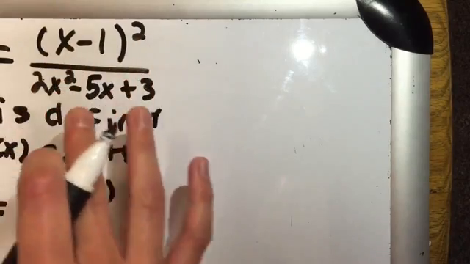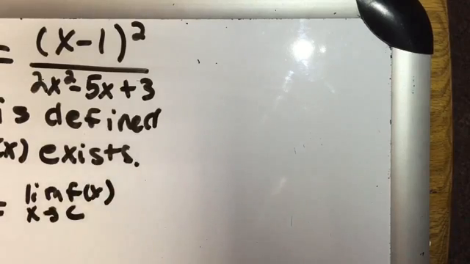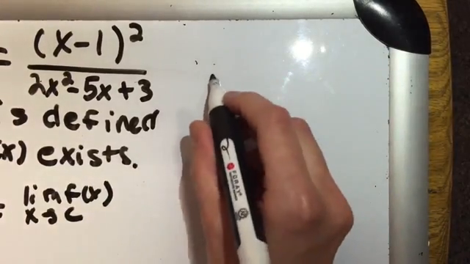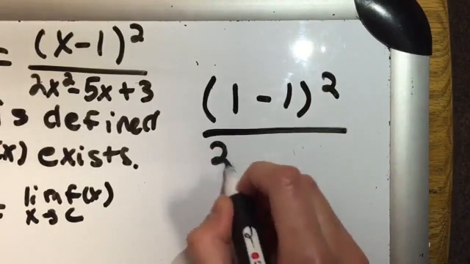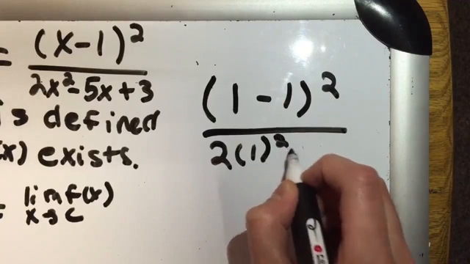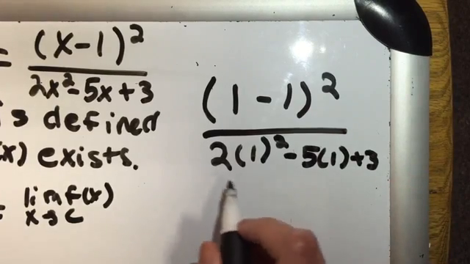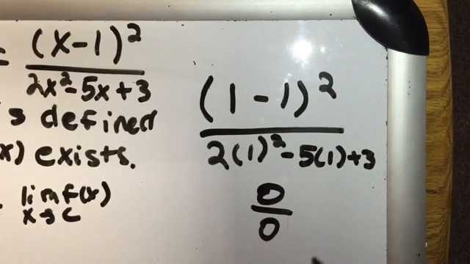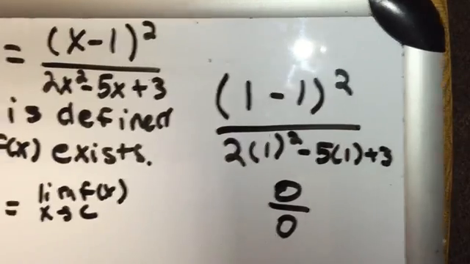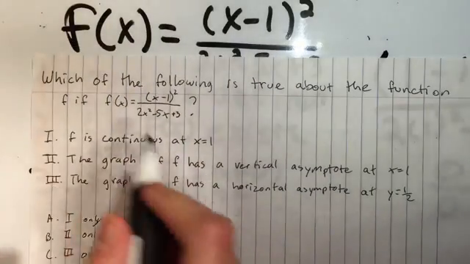You can still see the function over here. And what we need to do is plug 1 in, because we're trying to see if it's continuous at 1. So we're going to do that right here. When we work this out, we end up with 0 over 0. Whenever a function is divided by 0, that means it cannot exist. Therefore, the first requirement is not true, and that means number 1 is false.